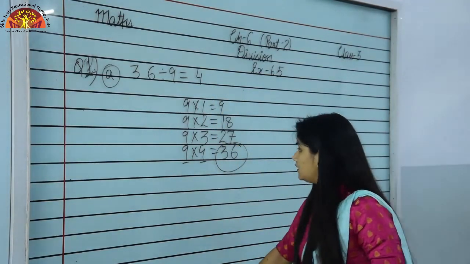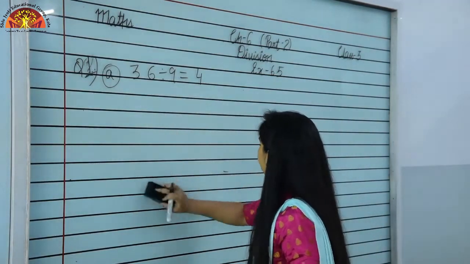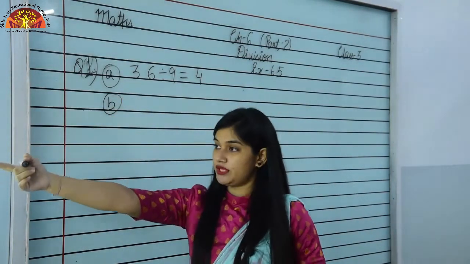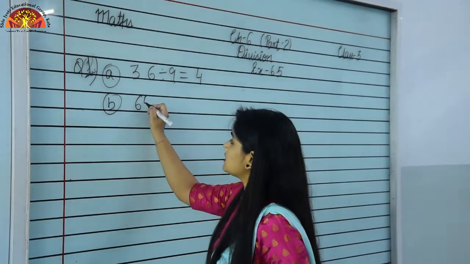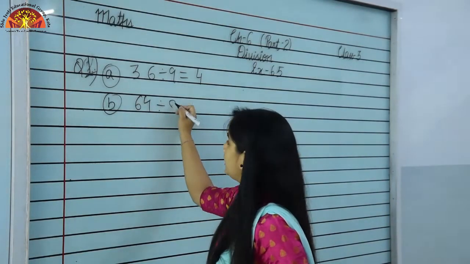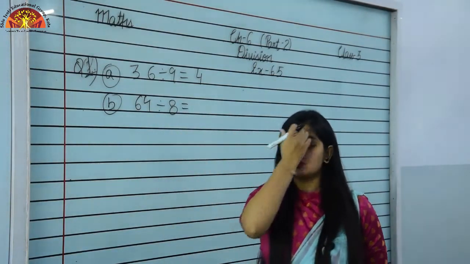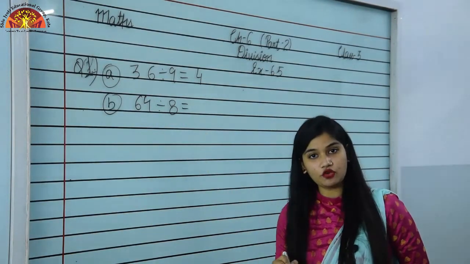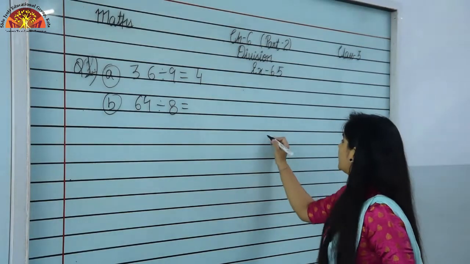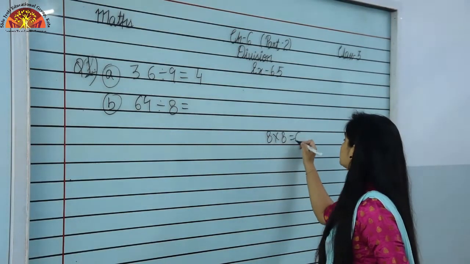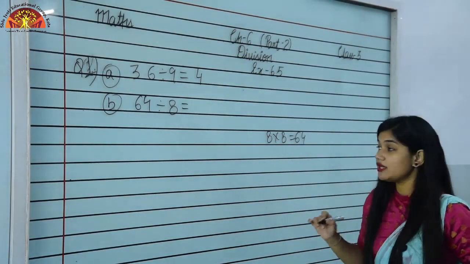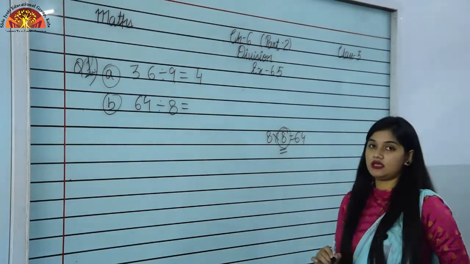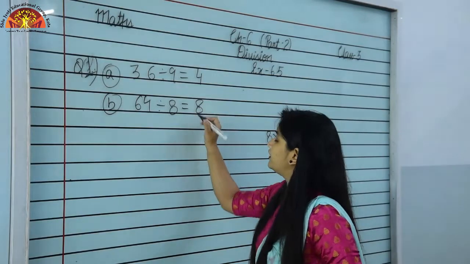Is it clear? Now we are taking one more question. B part of this question students. And the B part is 64 divided by 8 is equals to. So students now we have to say the table of 8 so many times that we get 64. So as we know 8 8s are 64. So how many times will we get 64? 8 times. So the answer will be 8.